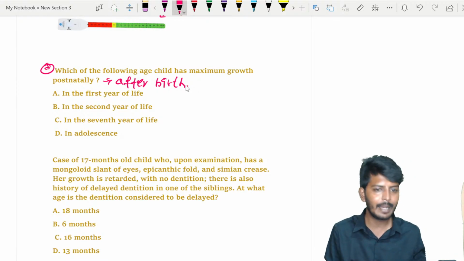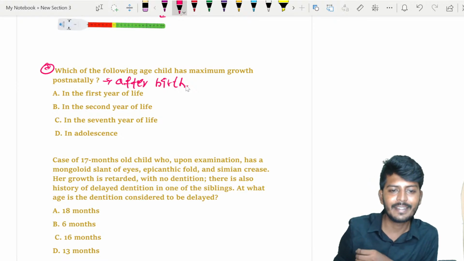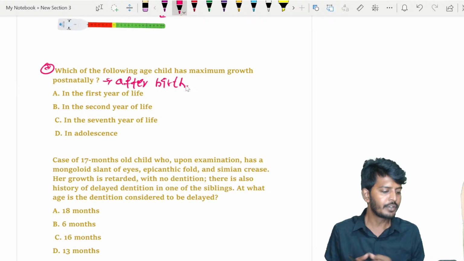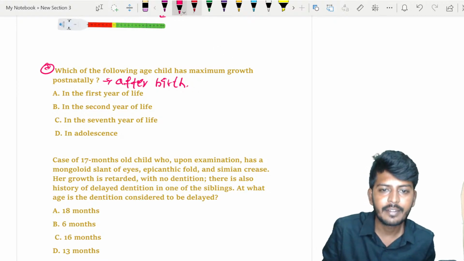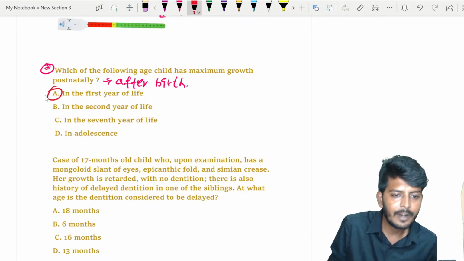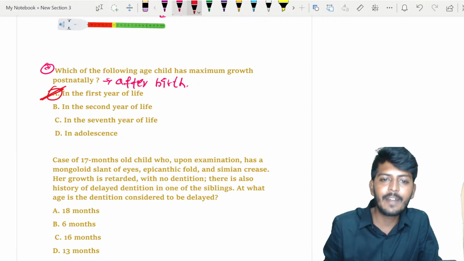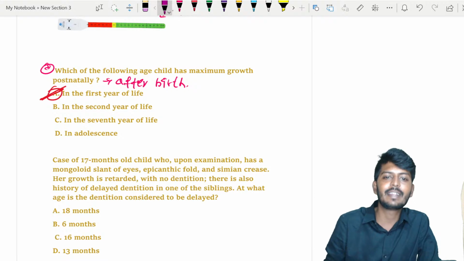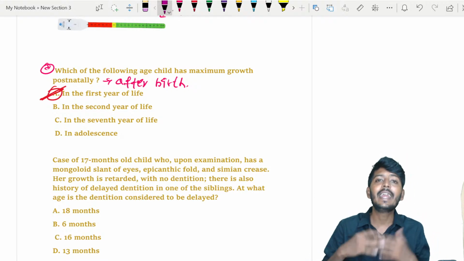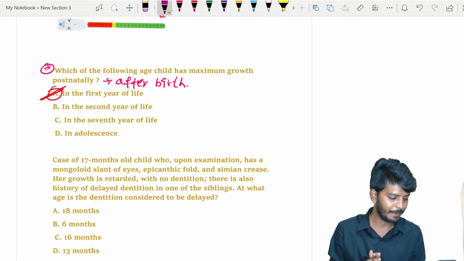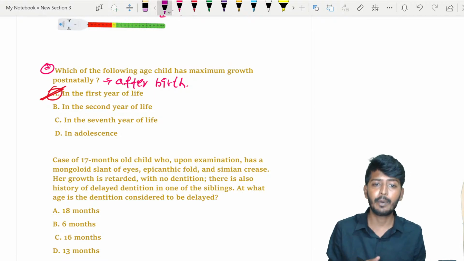Come on, quickly tell me the answer. First year of life, second year of life, seventh year of life, or adolescence. Please remember the correct answer is the first year of life. Why the first year of life? The first year of life is the time when the baby's weight gets doubled and even the height gets doubled. Height and weight both get doubled.